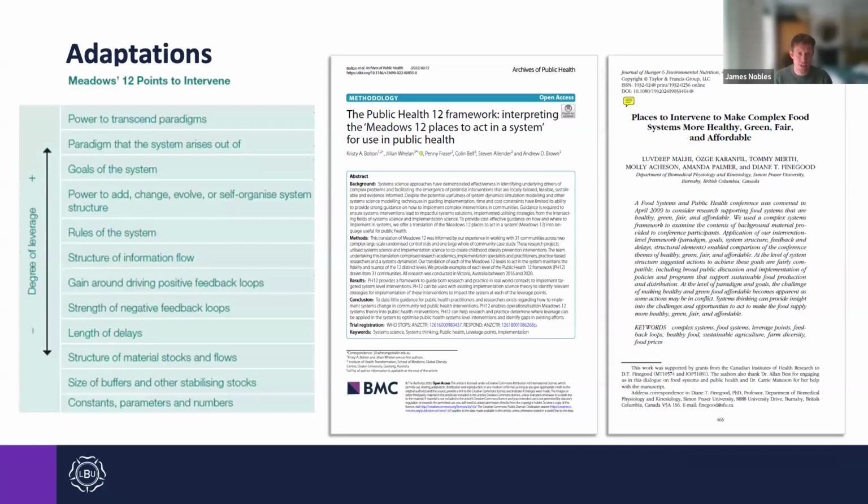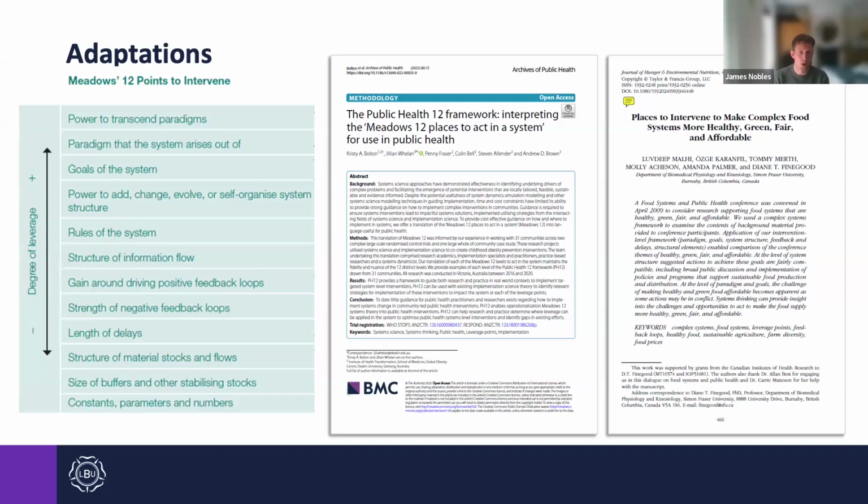You can see on the left-hand side of the screen here the 12 points to intervene that Donella Meadows identified. If you go down to the bottom where you've got constants, parameters, and numbers, they're seen to have the smallest degree of leverage for changing how a system works. The further up this ladder you go, the greater the degree of leverage they're seen to have for systems change. These 12 points have been tested and used in a public health context, but they've also been adapted and refined slightly too.